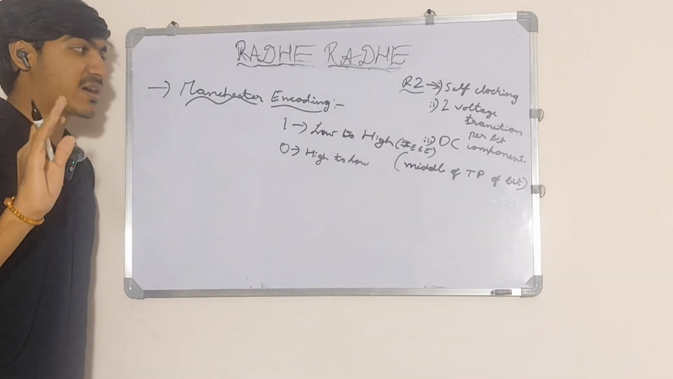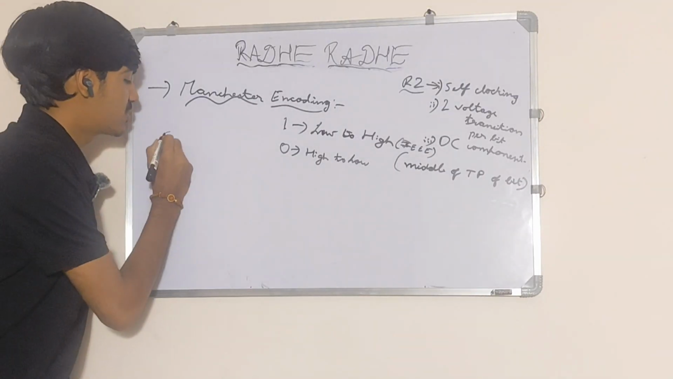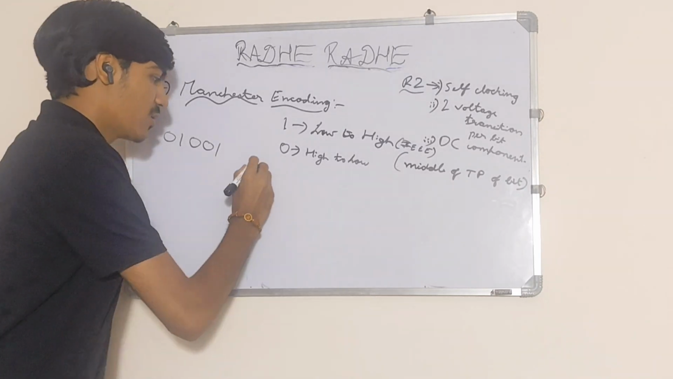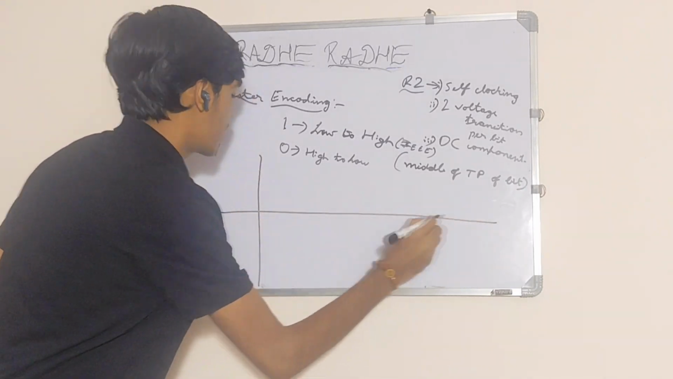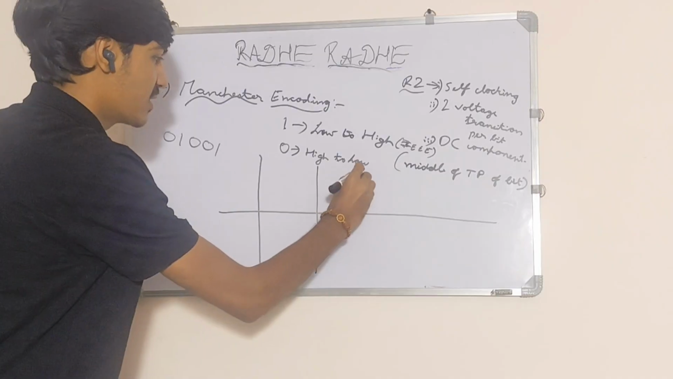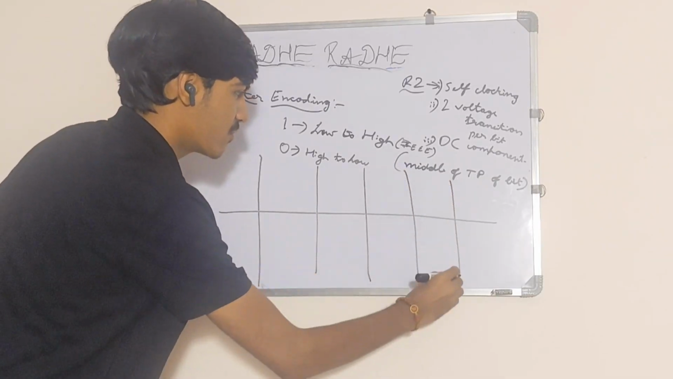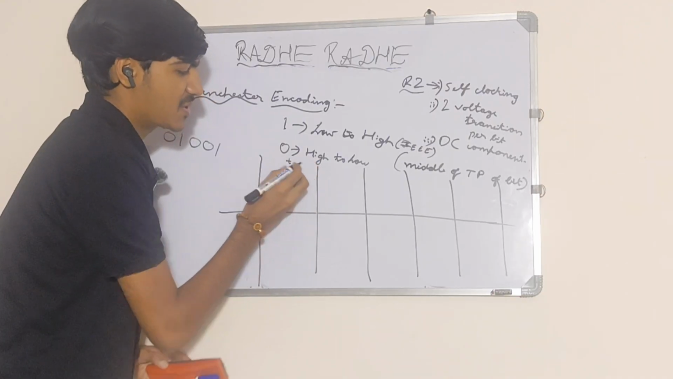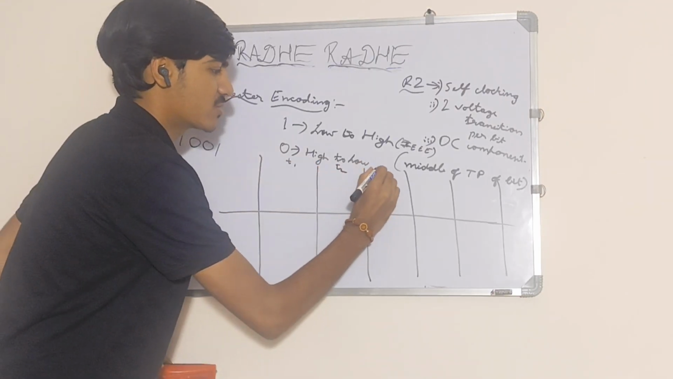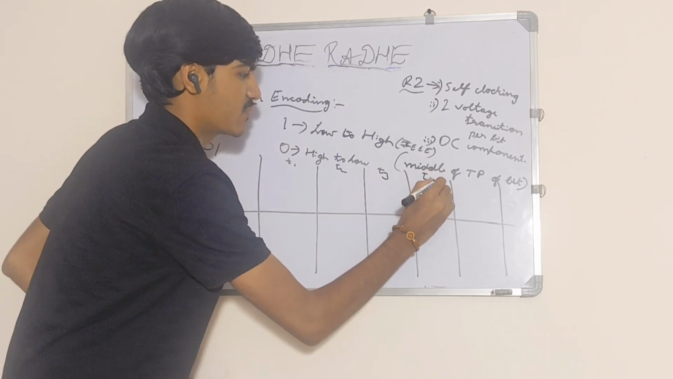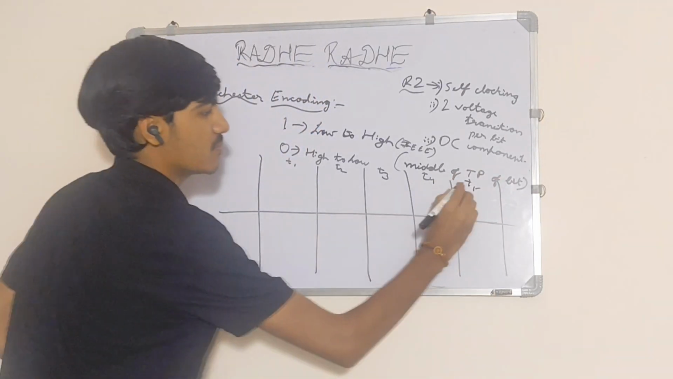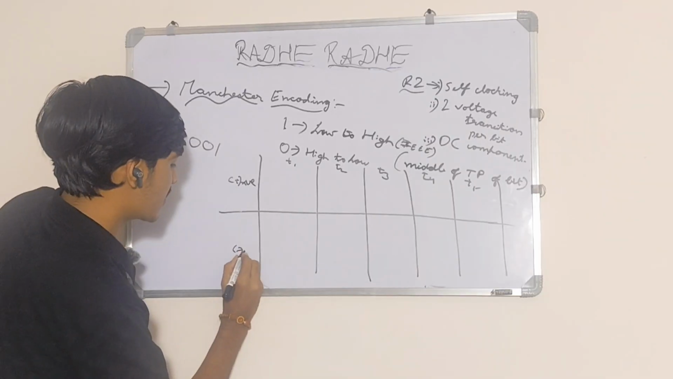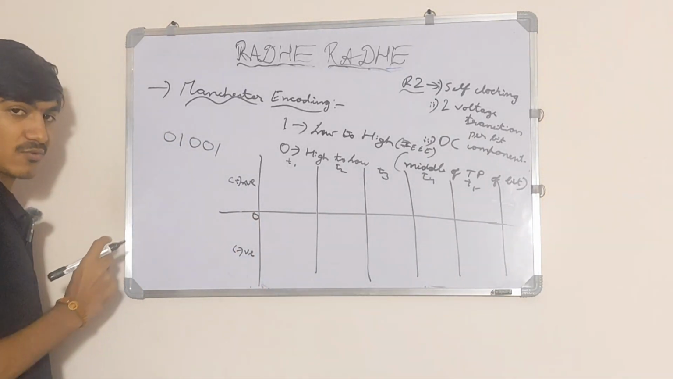Now let's take the example 01001. We have the graph here. There are 5 bits: 1st bit period, 2nd bit period, 3rd bit period, 4th bit period, 5th bit period. Time period of bit 1, time period of bit 2, time period of bit 3, time period of bit 4, time period of bit 5. This is positive voltage, this is negative voltage, this is 0 voltage.